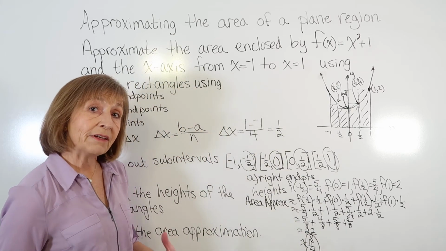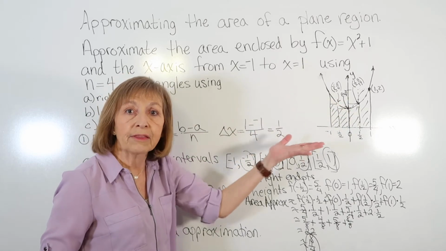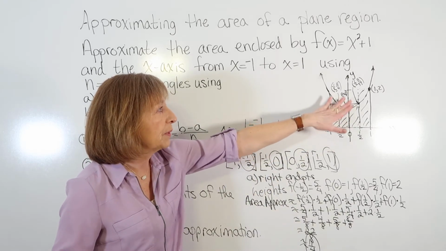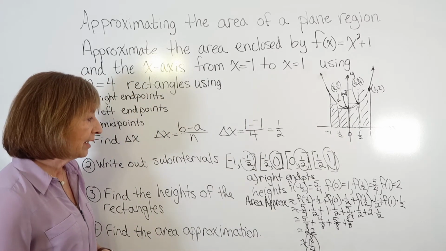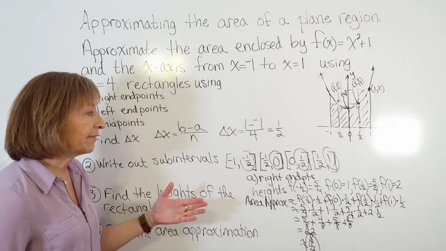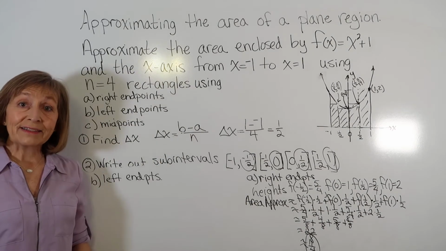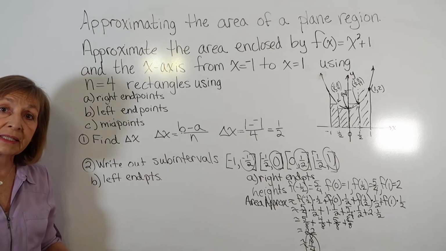So there would be 11/4 square units of area that we're approximating to be caught between that curve, the x-axis, over that interval. Okay, let's now look at what we would get for the left endpoints. So for the left endpoints, we're going to come back over to the picture and look at what we would get for that.